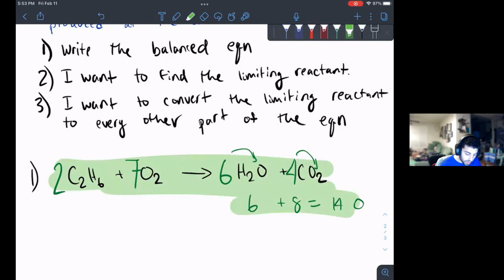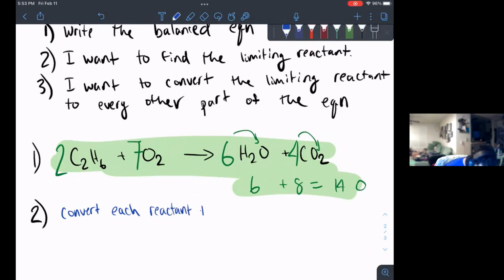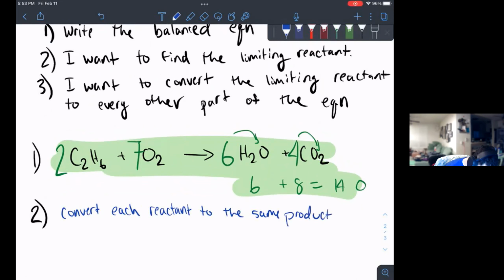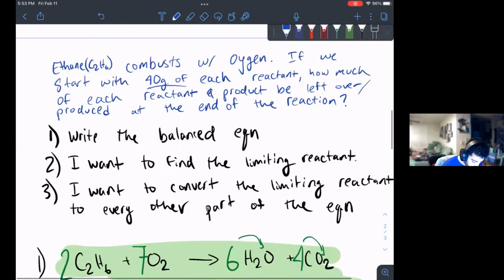All right, number 2, finding the limiting reactant. Well, I haven't taught you that yet, so it's a little hard, but here's the trick to finding the limiting reactant. You convert each reactant to the same product. So what that means right here is we'll take 40 grams of ethane because we have 40 grams of each right there.